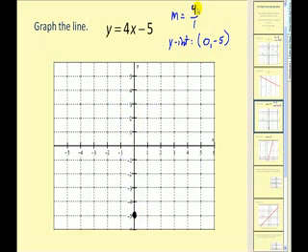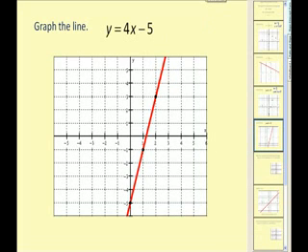So again, the change in y is positive 4. We're going to go up 4. The change in x is positive 1. We're going to go right 1. From here, we go up 4, right 1. We find a point on the line. Again, we can do that again if we wish. Up 4, right 1. And you can see if we connect these three points, it will form a line. And it would look like this.